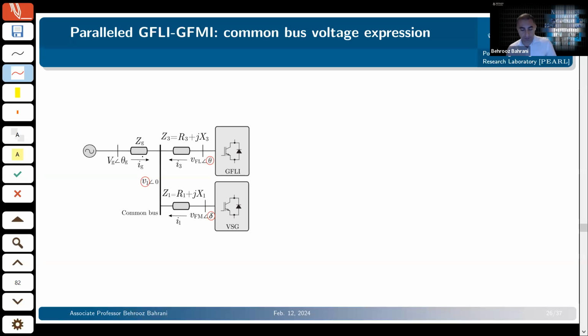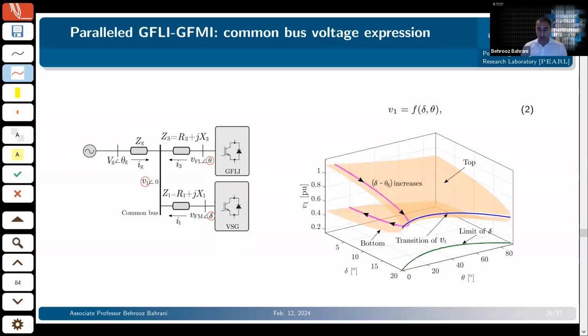We probably won't have the time to go through all the details of this analysis, but what I want to show here is just a high-level overview of what we did, and I'll put the paper as a reference, so if you're interested, you can go and read that. But the idea was to look into the voltage at the point of connection, and we actually derived an equation for that point of connection based on the phase angle of the grid following inverter and the phase angle of the grid forming inverter. And it looks like something like this.